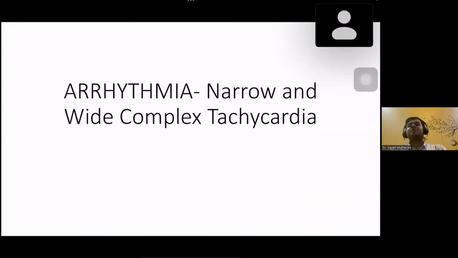Okay, so Rupali must have taken a section on ECG in the previous session. I'll just do a recap. I'll just mention the treatment.